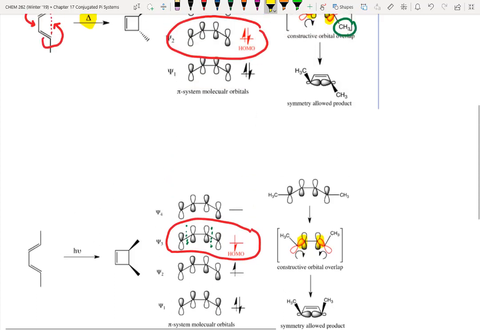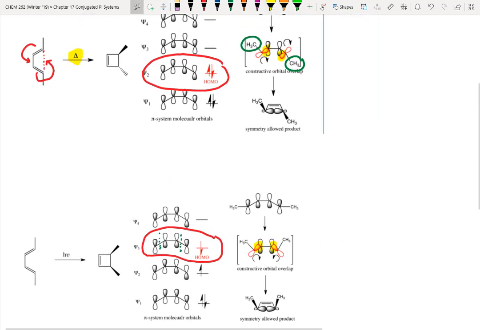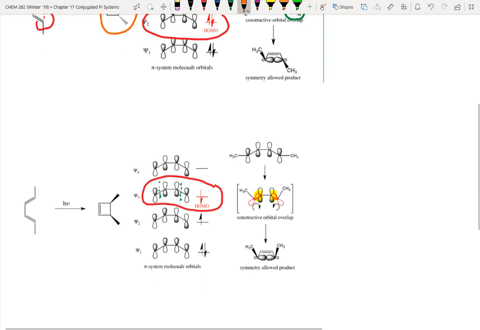So this is like the bane of a lot of students' existence. They're like, I hate organic chemistry. It depends on so many different things, including whether or not you're using heat or light. And this is a good example of that. Up here, our product has those methyl groups trans to one another, meaning opposite faces. But down here, we get a completely different product where they're actually cis to one another.